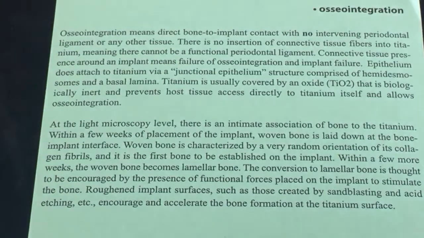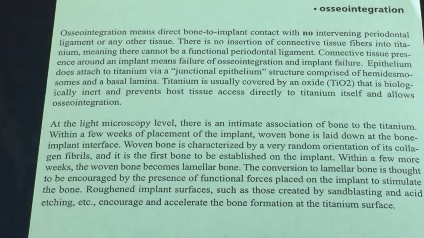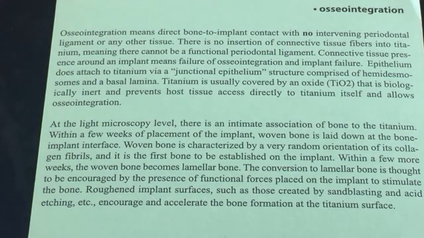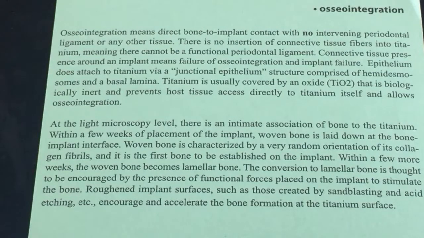Titanium is usually covered by an oxide that is biologically inert and prevents host tissue access directly to titanium itself and allows osseointegration. At the light microscopy level, there is an intimate association of bone to the titanium.